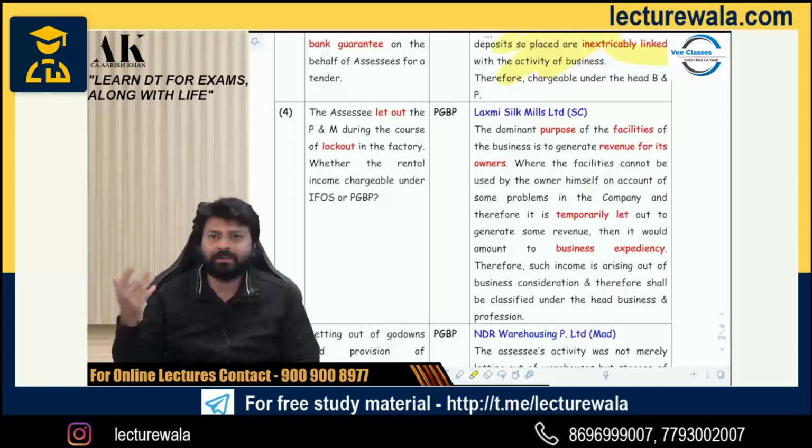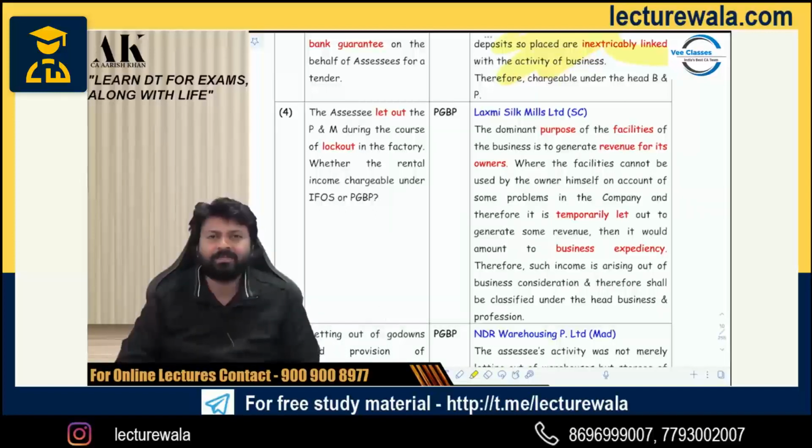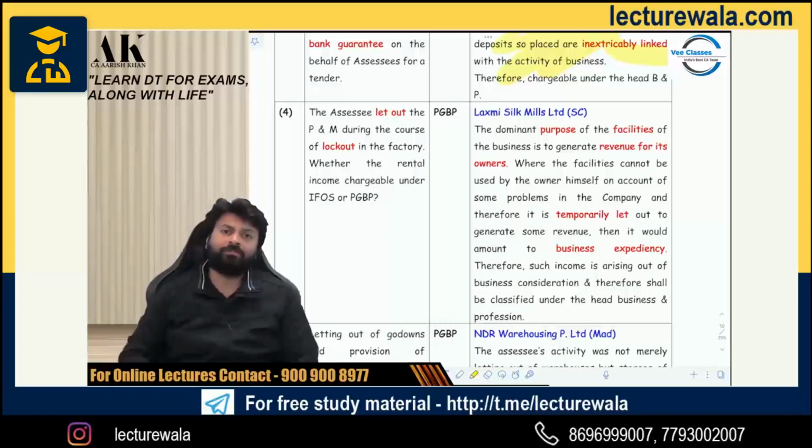I gave my plant, machinery, furniture on rent to someone for a temporary period, by applying my business mind, that at least I will get some money out of it here. I gave my facilities on rent to someone. And I earned some rental income out of it, so that at least that will cover my wear and tear of the machinery here. Otherwise, if the machineries are kept like that, they will be stopped. They will not work. That is the reason I gave that plant, machinery, furniture on rent to someone for temporary period. I earned some rent. Where will it go? Will it go in IFOS or Pgbp? And the answer is Pgbp.